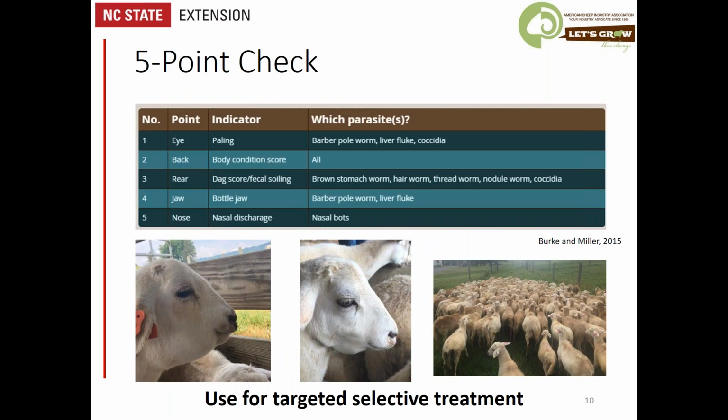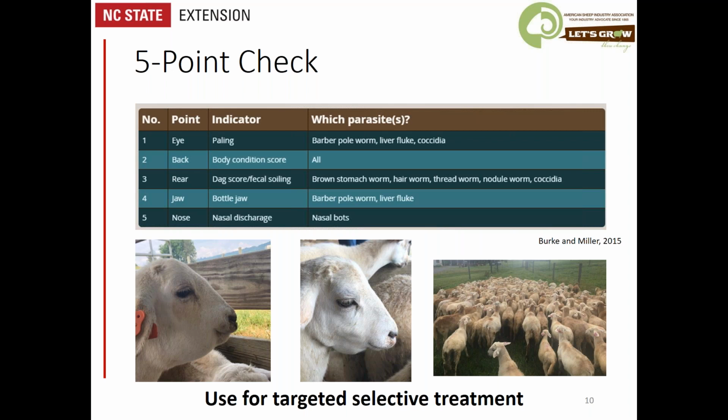Along with FAMACHA scoring, we can also use the 5-point check. And the 5-point check just looks at more of a holistic approach and looks at other areas, indicators that there might be a parasite problem, and other parasites besides just Haemonchus. So not only do we look at the eye and the paling in the eye associated with that FAMACHA score, but we also look at the back, we look at the body condition score, we look at the rear end of the animal for that DAG score, fecal soiling. That's a common indicator of maybe some coccidia issues. We look at the jaw, and evidence of bottle jaw, and from that hypoproteinemia. The nose, nasal discharge, nasal bots, not as common, but another area that we can look.